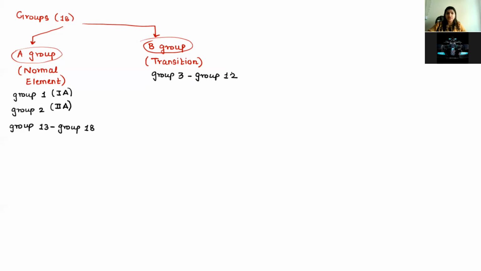Now we will study certain groups individually. We are not going to study all the A group elements. We are going to study specifically group 1, group 17 and group 18, and their properties. Talking about group 1 or 1A, they are called alkali metals.